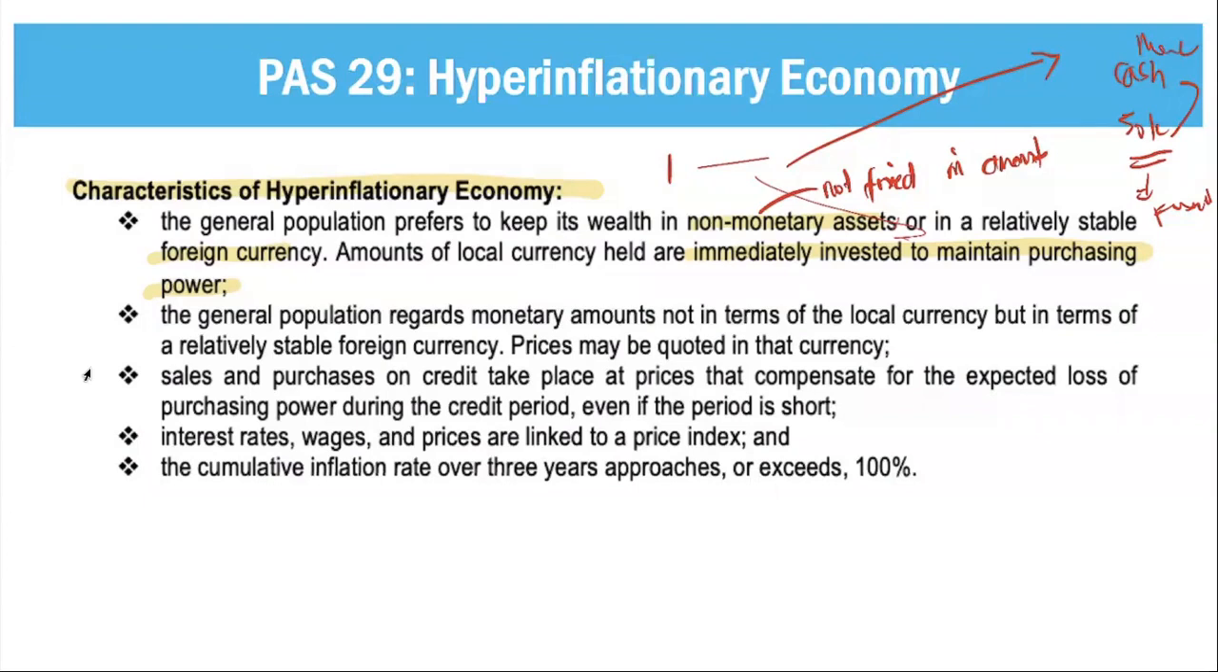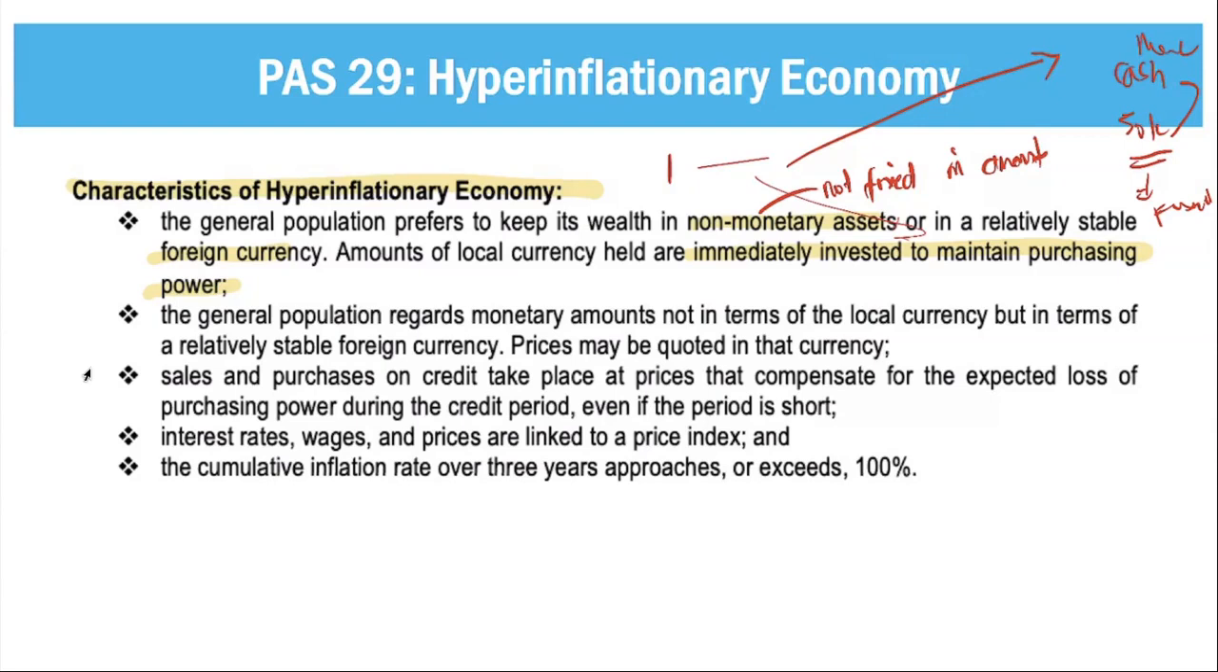But if we say non-monetary, it is not fixed in amount, so you will not receive that amount as a whole. For example, PPE, where the value is 100,000. If you sell that PPE, will you still receive 100,000? No, because the amount is not fixed. It can be more than or less than that amount. So as you can see, since you're just maintaining purchasing power, the tendency is going high.